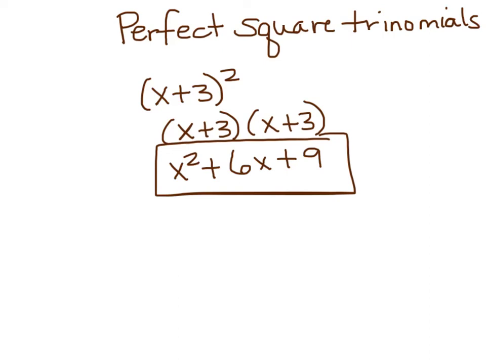Okay, so let me just point out what that is here. Okay, so we're going to look at this. We're going to look at the first term. That's a perfect square. We're going to look at the last term. That's a perfect square. And now we're going to look at this middle term. If this middle term is 2 times the square root of the number here, the 9, times 3, times the square root of the first one, x, which it is, it's 6x. Then it is a perfect square trinomial.